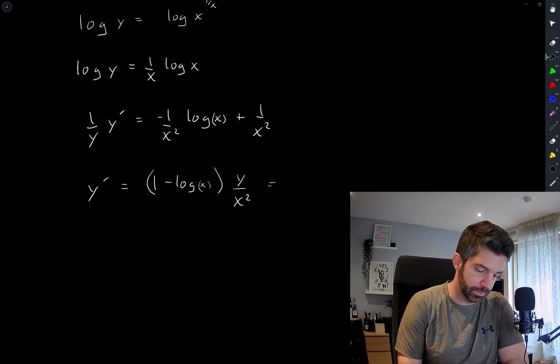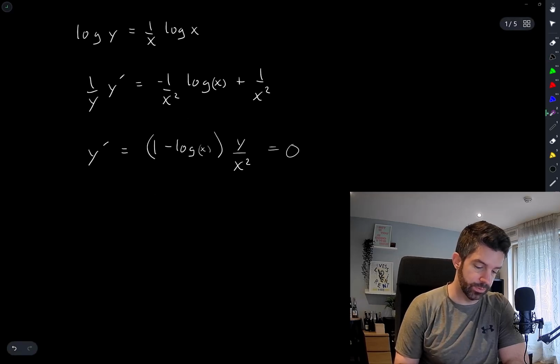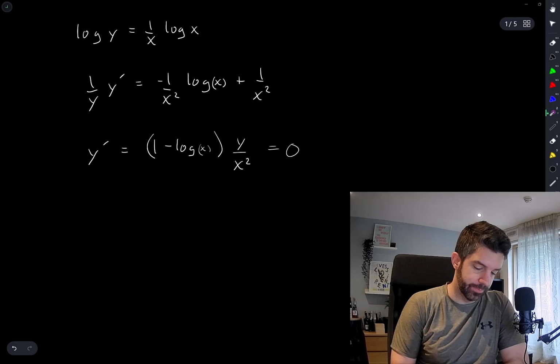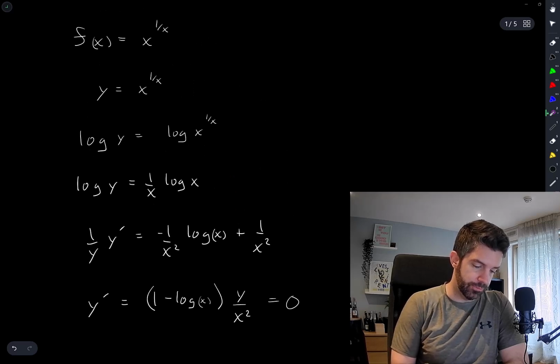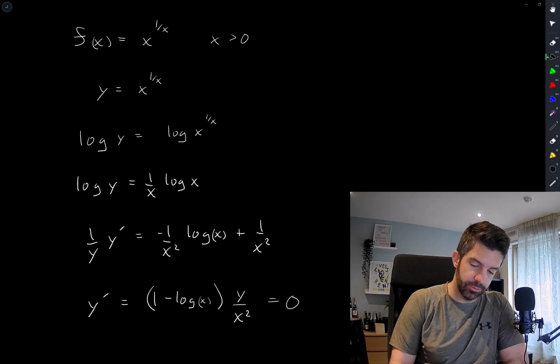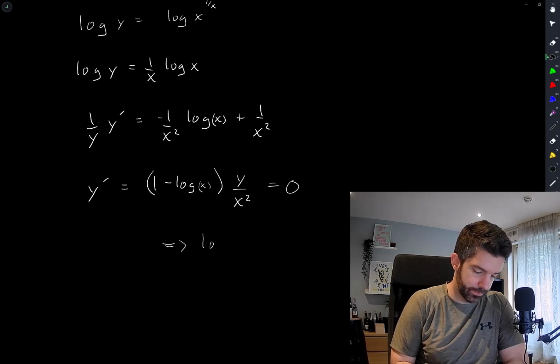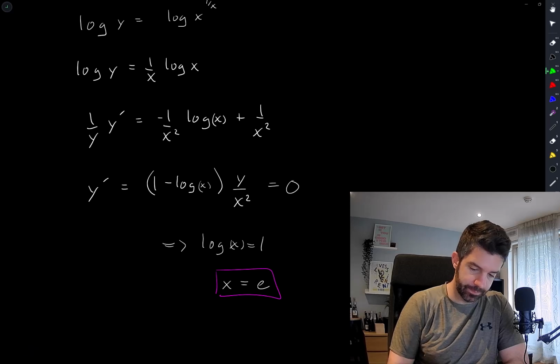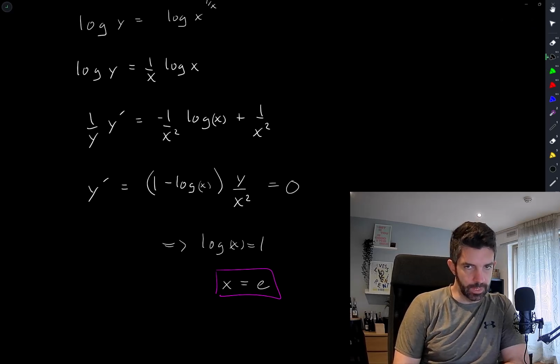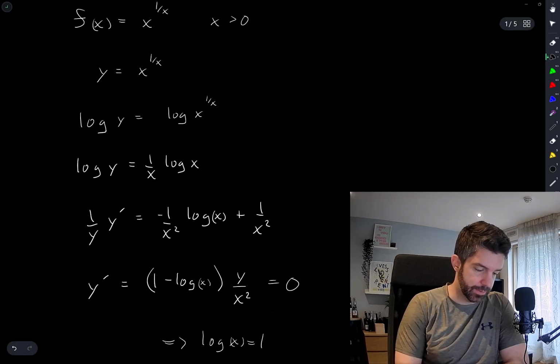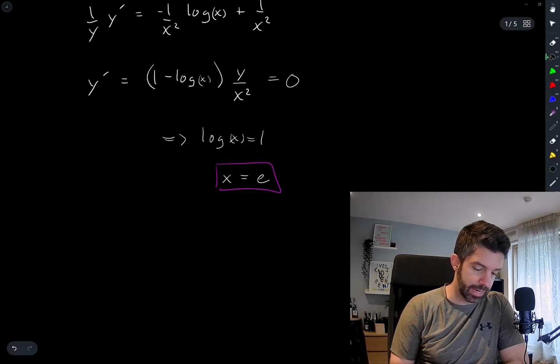Okay, and we want this to be equal to 0. We want to solve for x where this is equal to 0. This is clearly always positive. The function y itself is always positive. I guess we should have said x is positive. So this is always positive. So the only way for this to be equal to 0 is if that is equal to 0. So we need log x to be equal to 1, which says that x is equal to e. So f prime is equal to 0 only when x is equal to e.